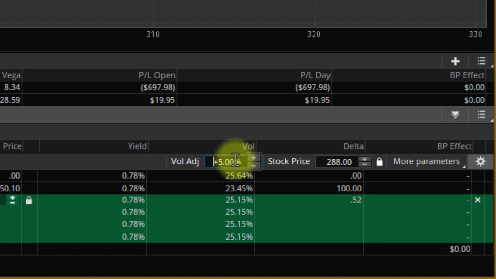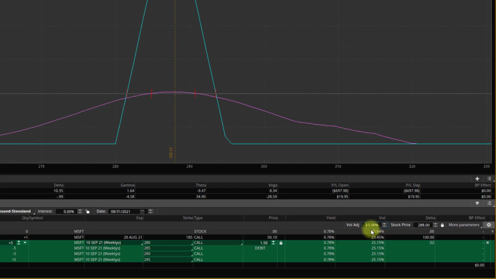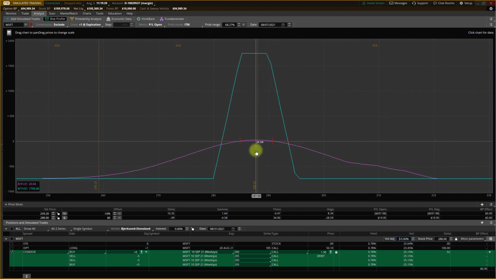So it's just how many points are we adding to or subtracting from volatility. So I'm going to increase it by 5 percentage points, and you can see that's going to push me down almost back to break even. So we've got negative vega right here. And what if we make this -5? In other words, volatility falling 5 percentage points. Oh, that would be great.